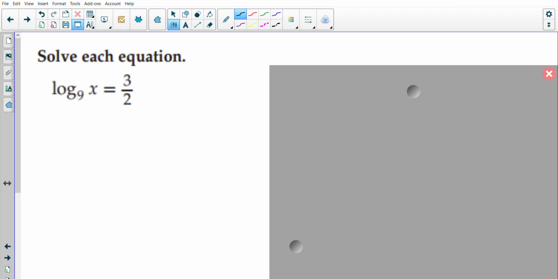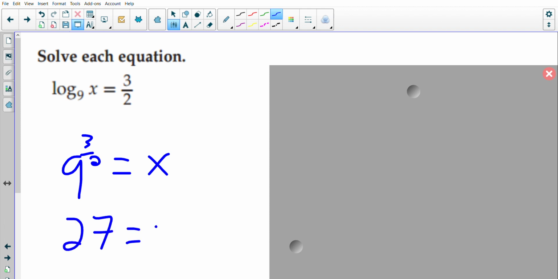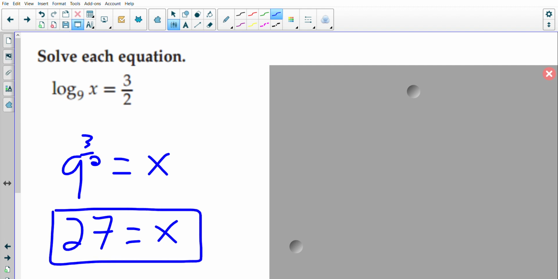Okay, so now we're going to solve each equation. And again, this is exactly what we just did, except now it's just reversed. So I have the base, so log base 9 of x is equal to 3 over 2. So the base to the answer is equal to the number. All right. So now I'm just going to grab a calculator, and I find out I get 27 is equal to x. And that's all there is to it. I'm just rewriting it using those properties.